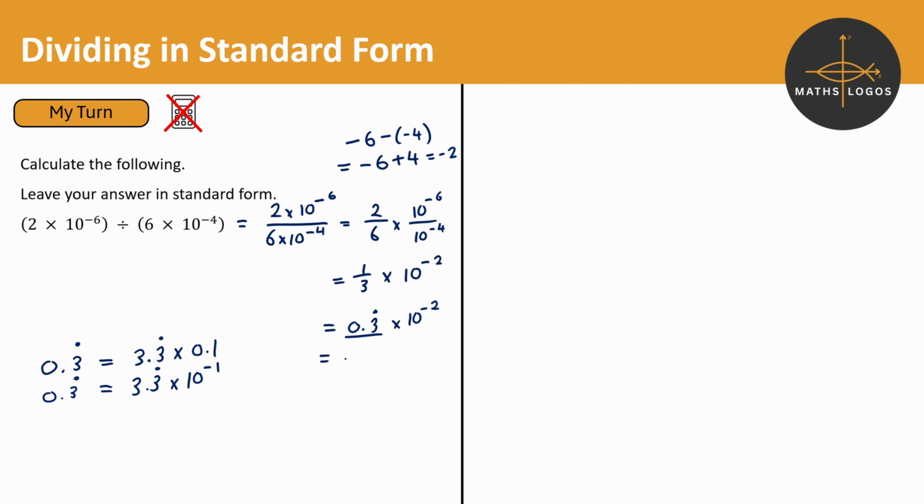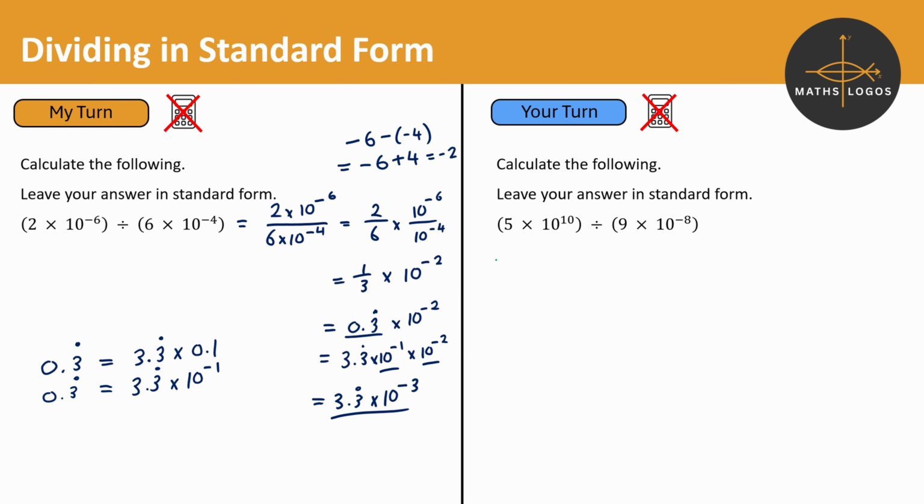Let's go back over here and we'll write in our 0.3 recurring, but now in standard form. So 3.3 recurring multiplied by 10 to the power of negative 1. Multiply that by 10 to the negative 2. Collect together these powers of 10. That gives me 3.3 recurring multiplied by 10 to the power of negative 3. That is in standard form, so that's my answer. Pause the video and give this one a go.